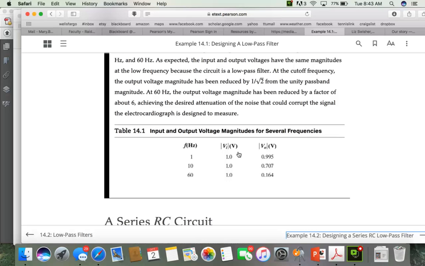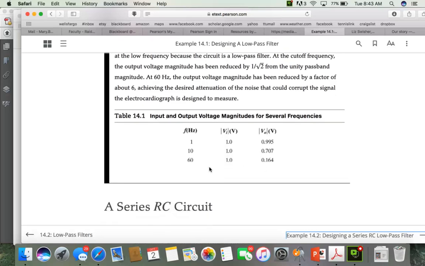So for 1 hertz, our output over input is 0.995, which is very close to 1. For 10 hertz, it is 0.707, which is exactly the cutoff. And for 60 hertz, it is 0.164. So you can see that once we pass this 10 hertz, we fall pretty rapidly, attenuating. We're getting about 16% of the magnitude of the 60 hertz noise that we would normally pick up.